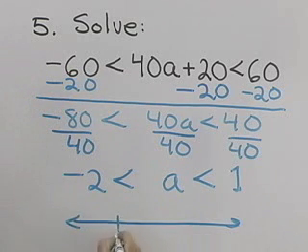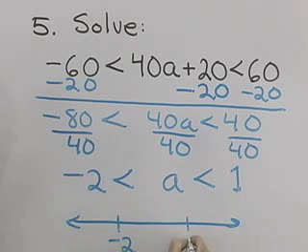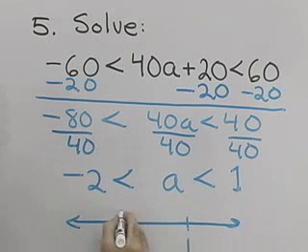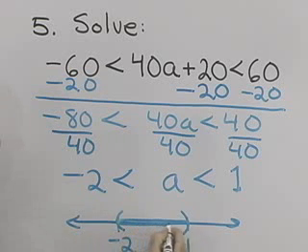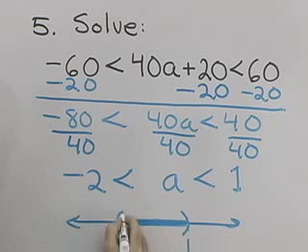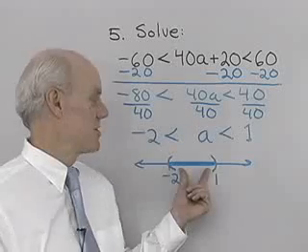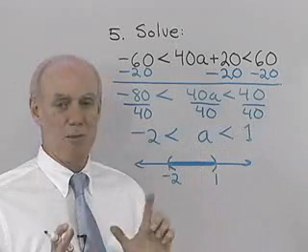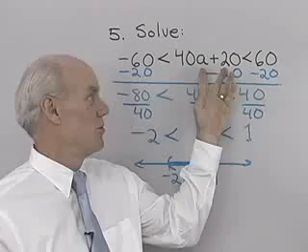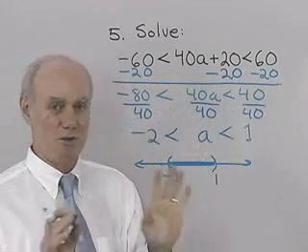Here I have negative 2. I have 1. It doesn't include either endpoint, so I'm going to use my open parentheses like this. Color in the numbers in between. And there's the graph of the solution to this continued inequality. Now, all I had to do was extend my properties to say that whatever I do to one of these three expressions here, I do to the other ones.